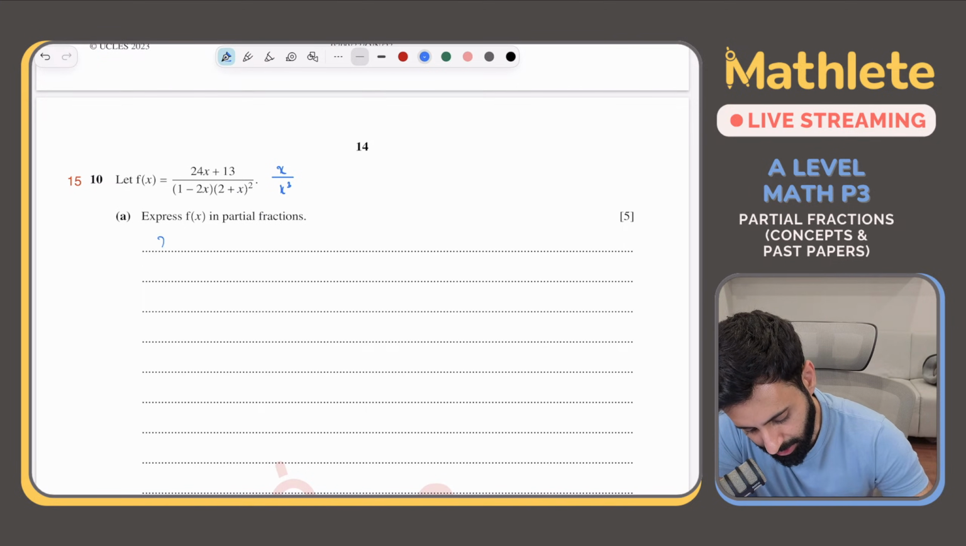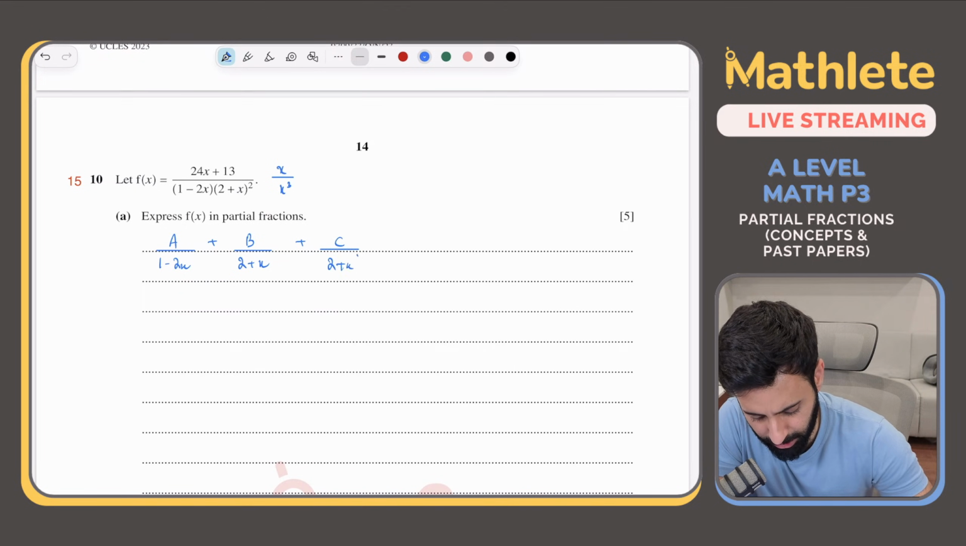Now the question is, how do I rewrite it? So 24x plus 13, this is how I'm going to rewrite it. A over 1 minus 2x, B over 2 plus x, and C over 2 plus x, the whole thing squared.